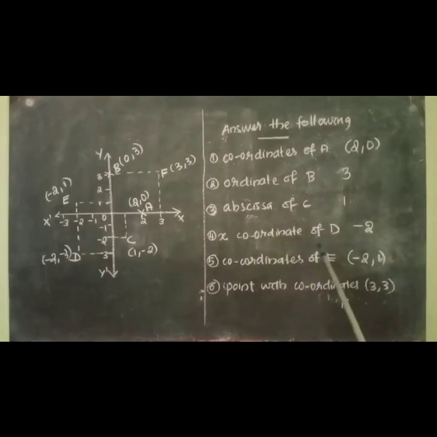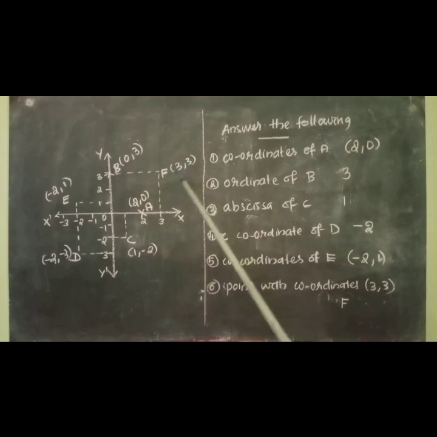So here I have written the answers, and here the points also I have written. A is on the x-axis, so its coordinates are (2, 0). B is on the y-axis, so x coordinate 0. The point is (0, 3). This is point F, x coordinate 3, y coordinate also 3.